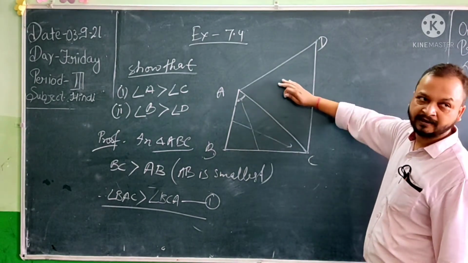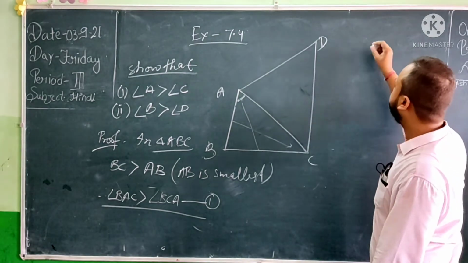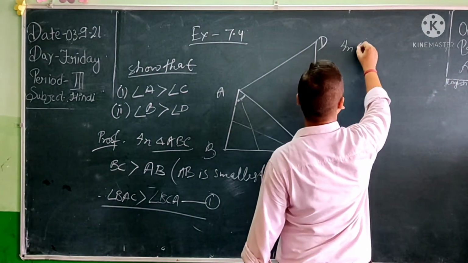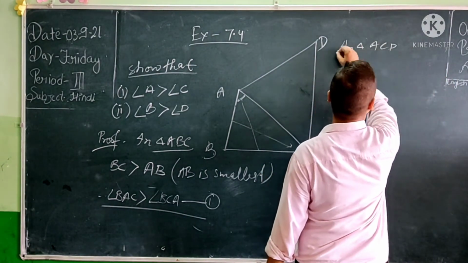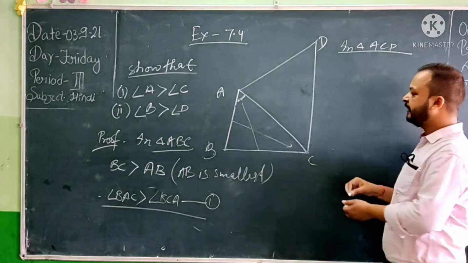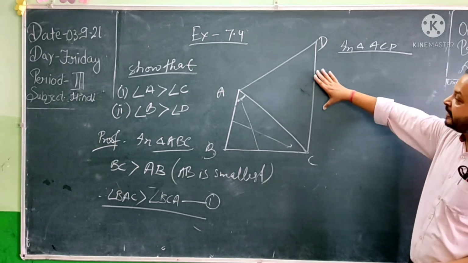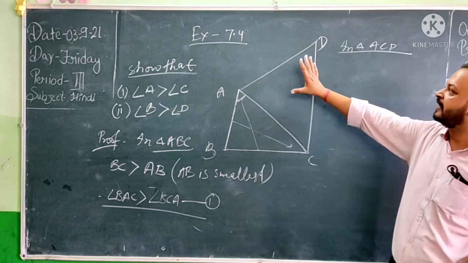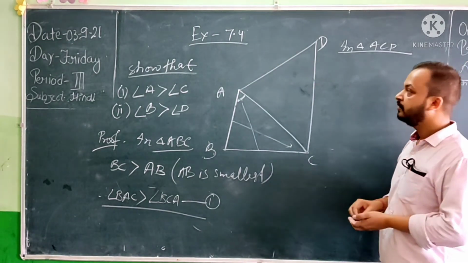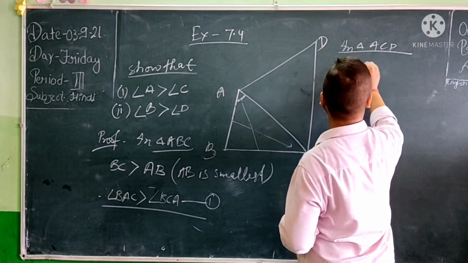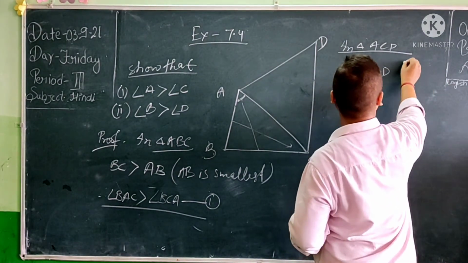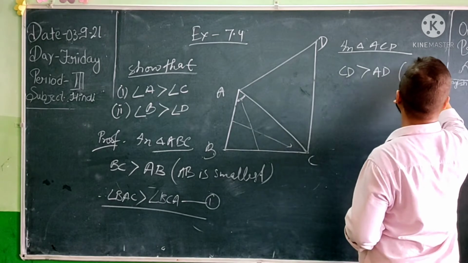Now come to this triangle. Triangle ACD. So in triangle ACD, it is given that CD is the longest. If CD is longest, CD is greater than AD. So CD is greater than AD, right? Why? Because CD is longest.